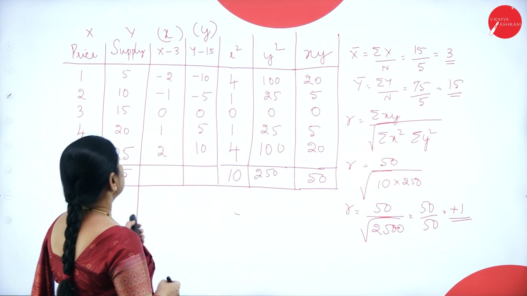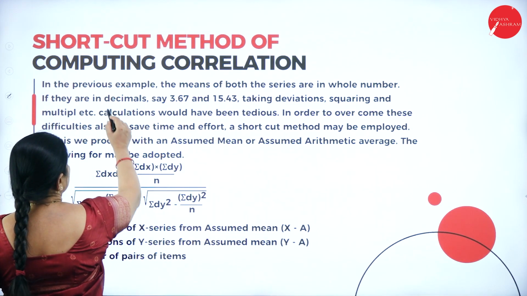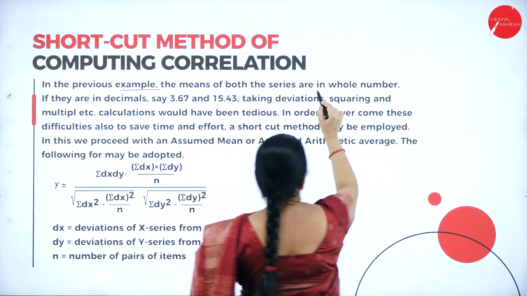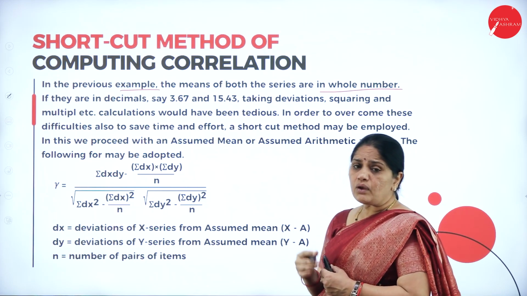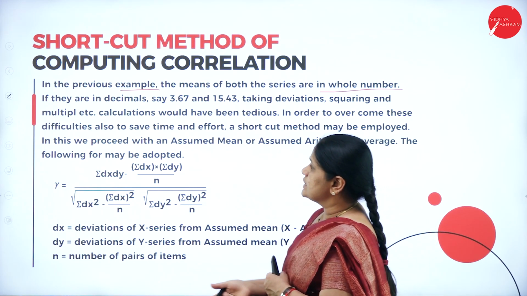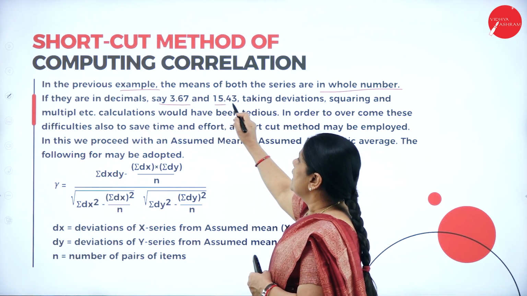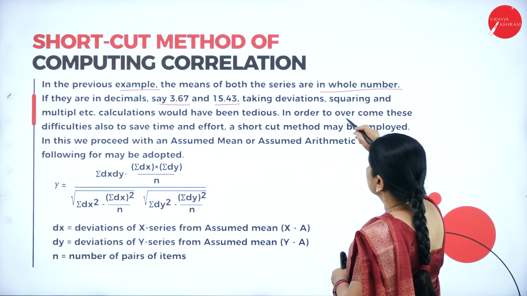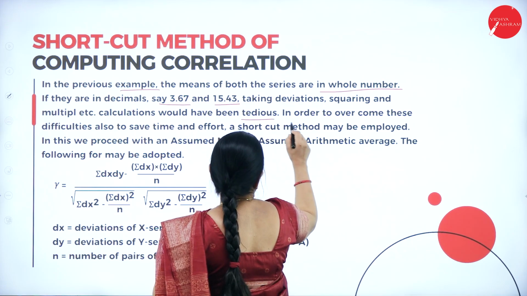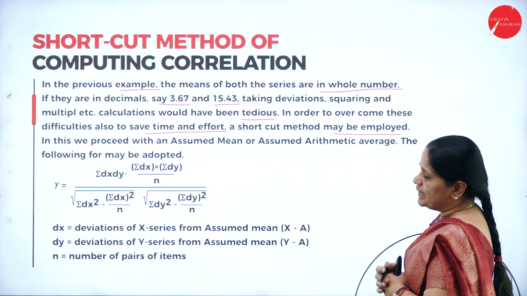Now the next problem. So we have the shortcut method here. In the previous example, the means of both the series were whole numbers, that is 3 and 15. So it was easy for us to do the calculations. But if they are in decimals, suppose 3.67 and 15.43, taking deviations, squaring and multiplying would have been tedious.